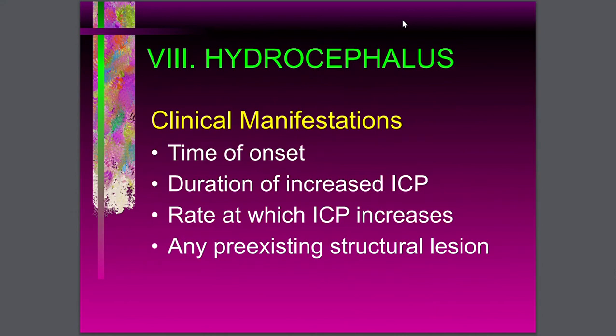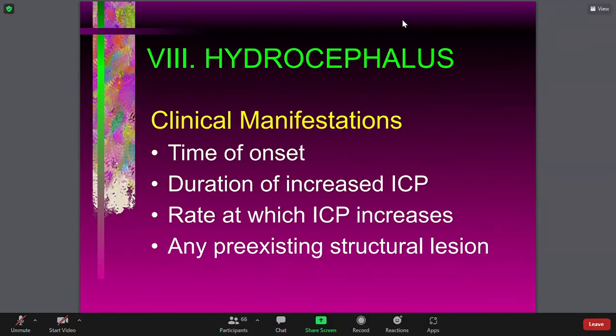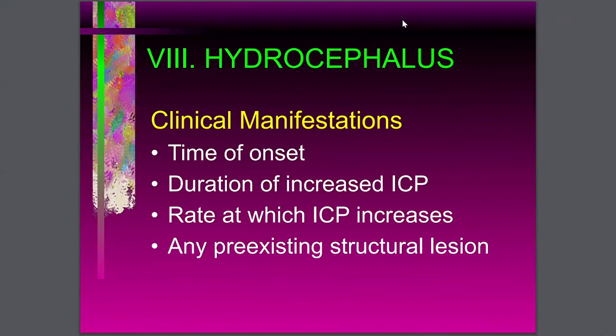So the clinical manifestation of hydrocephalus will depend on the time of onset of the hydrocephalus. So if the blockage happened during intrauterine life, then when the baby is born, there is already an enlargement of the head, no? So there is hydrocephalus, so that is congenital hydrocephalus. So if the blockage of the CSF pathway is due to a tumor and the patient is already 5 years old, then the time of onset of the hydrocephalus would be much later, no?